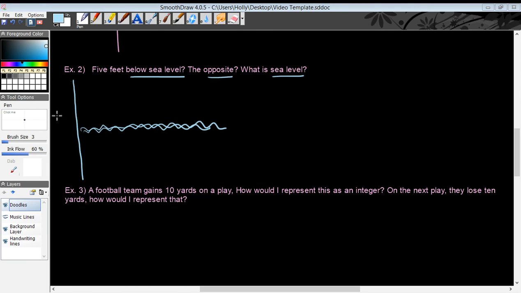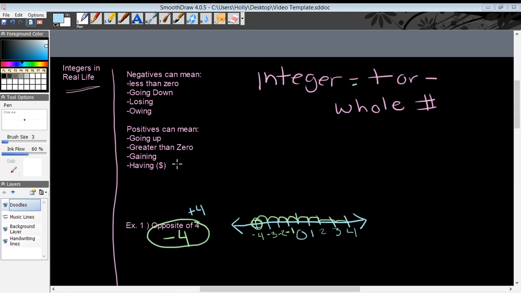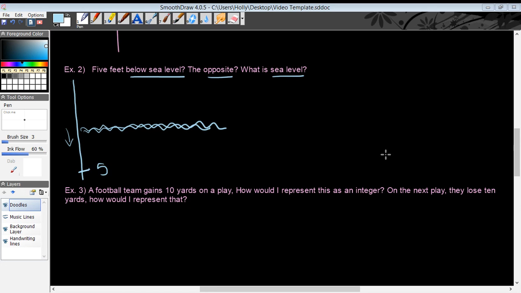If I'm going 5 feet below sea level, obviously that means I'm going down below the water, right? And I'm going 5 feet down. Do you think if this is 5 feet down, is that positive or negative? Well, quickly, if I flip back to my little list I had here, negatives can mean going down or less than 0. For this case, with the sea level, this makes sense since I'm going down below the water, so this would be -5. So below sea level, next to it, I want you to write negative.